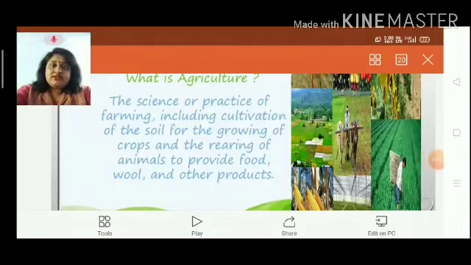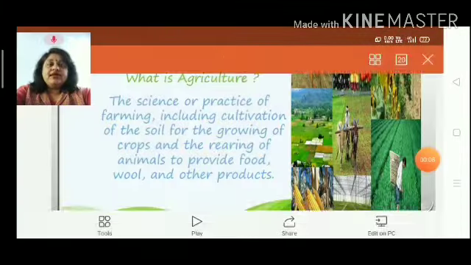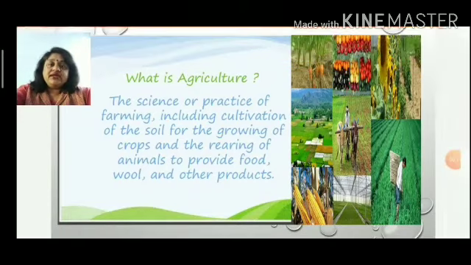Namaste students. Today we are here to study our most important topic, that is what is agriculture. It is the science or practice of farming, including cultivation of the soil for the growing of crops and the rearing of animals to provide food, wool and other products. So agriculture involves not only cultivation, it also includes rearing of animals.